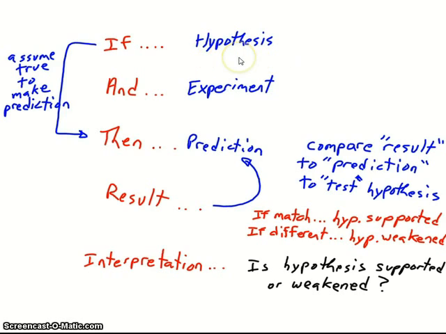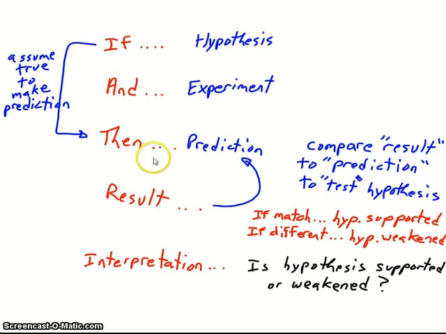A hypothesis is a first attempt at an explanation. We're trying to explain something in nature. And it often says something like, this causes that. Next to the and, we write the experiment. The experiment is going to be some procedure we set up to test the truthfulness of the hypothesis.